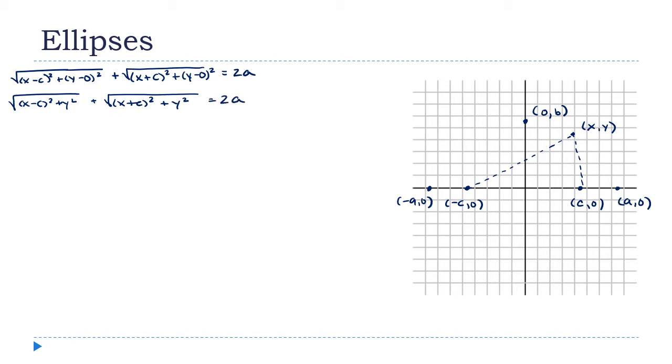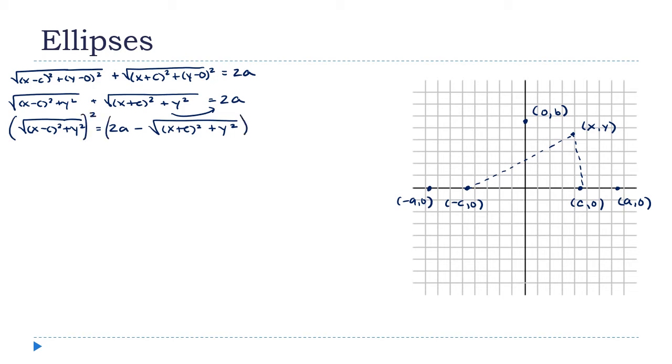Okay, you know how we solve radical equations that have 2 radicals in them. We get one of them by itself and square both sides. So the first thing I'm going to do is take this second one and move it over to the other side. This becomes the square root of x minus c squared plus y squared equals 2a minus the square root of x plus c squared plus y squared. Now I'm going to square both sides. Square this side, and I'm going to square the other side.